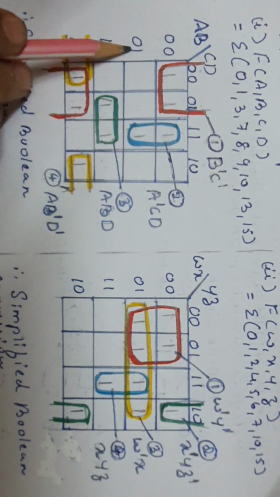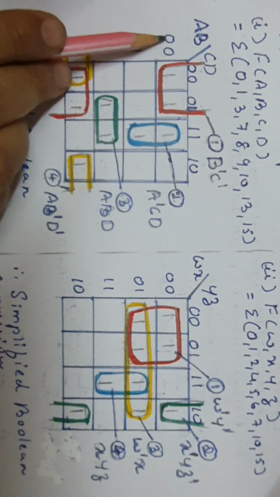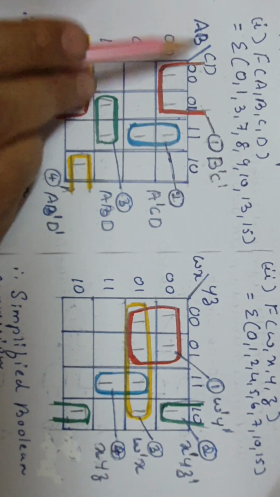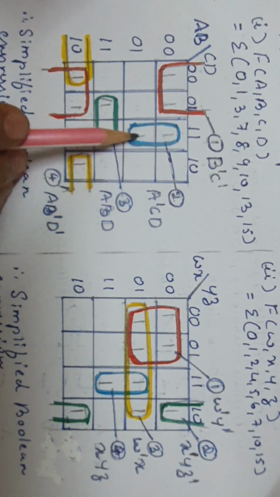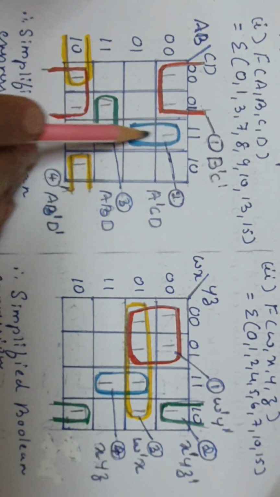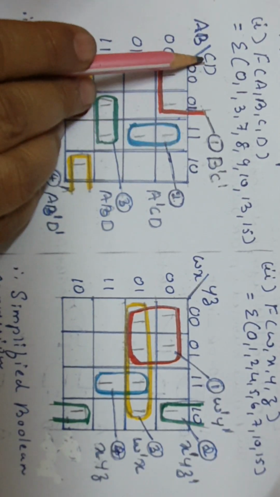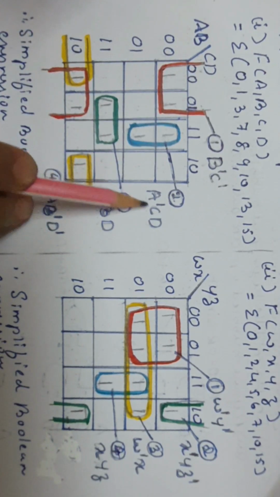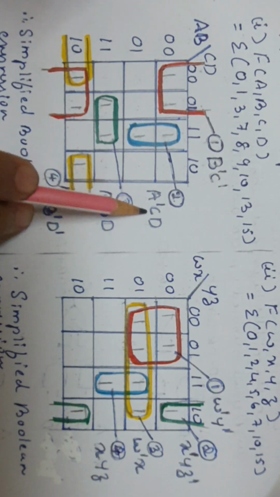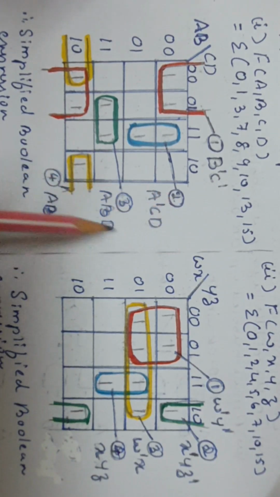Then for the second group, these 2 members are covered in these 2 rows, 0, 0, 0, 1. This first 0 is with respect to A, hence we write A dash. Then these 2 members, column wise, fall in this column, this 1, 1 corresponding to CD, hence CD. So row wise A dash, column wise CD, hence A dash CD for the second group.